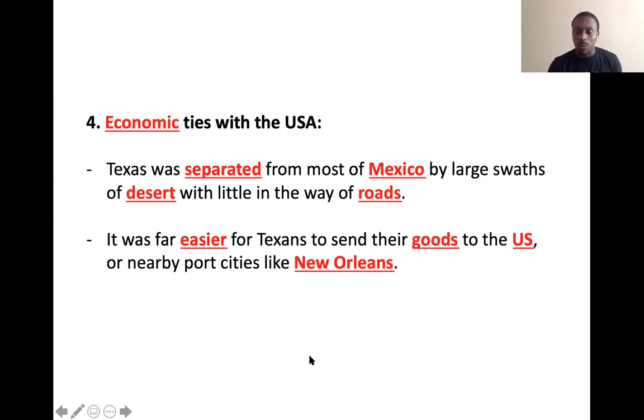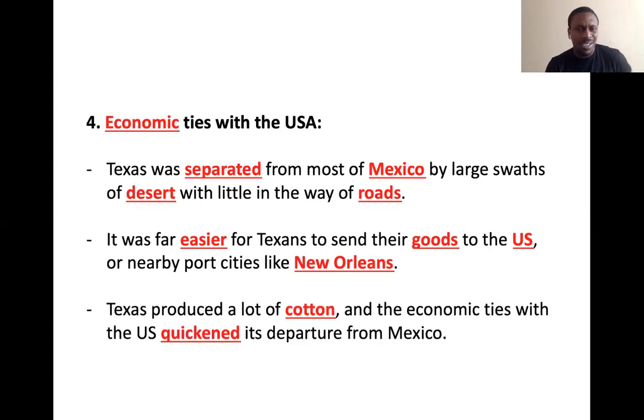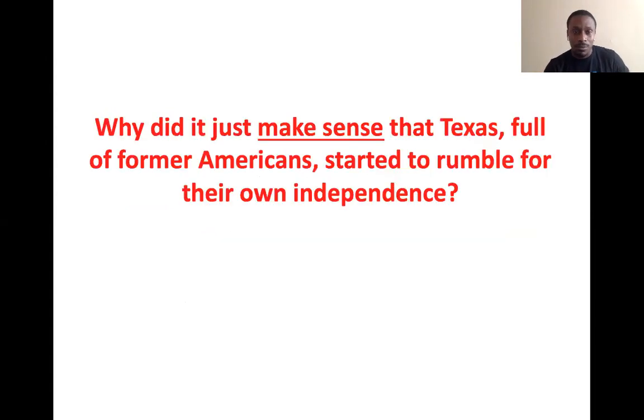Port cities like New Orleans were able to contribute to Texan goods. Texas produced a lot of cotton, like many other southern territories at this time, and its economic ties with the United States quickened its departure from Mexico.